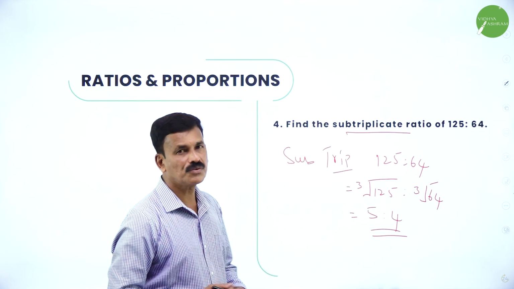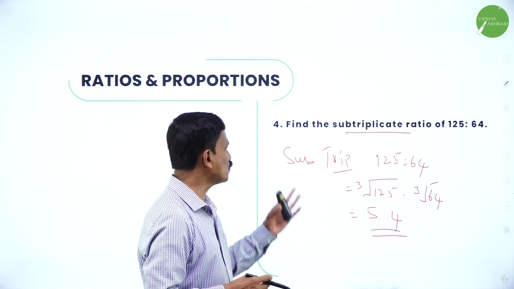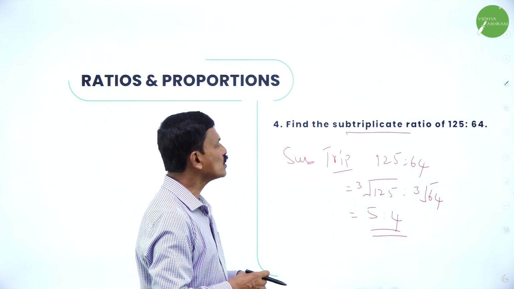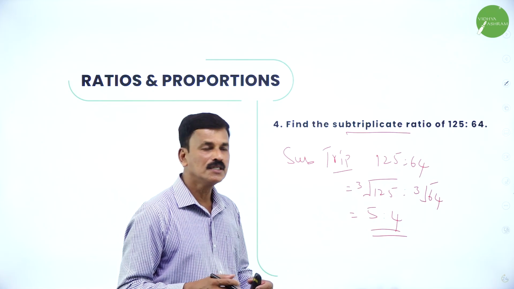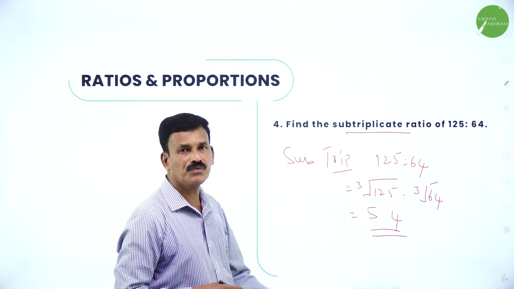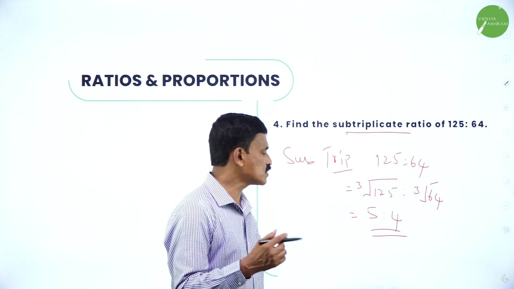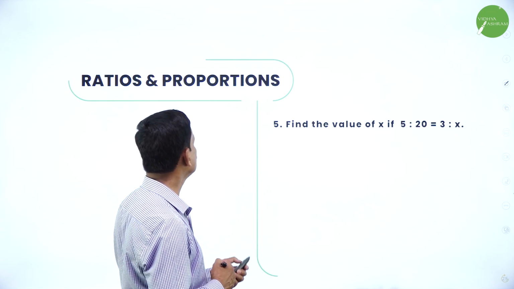So, cube root of 125 is 5 and cube root of 64 is 4. So, therefore, the sub-triplicate ratio of 125:64 is 5:4. That's it. If you cube, you will get the same value. So, 5 cube is 125, 4 cube is 64, 5:4 is the required answer. Okay. Now, move on to the next problem.